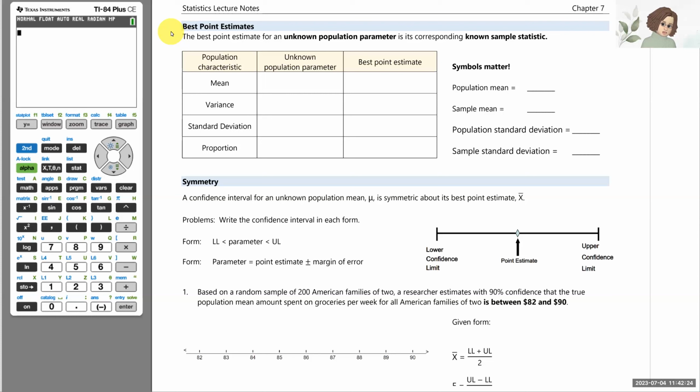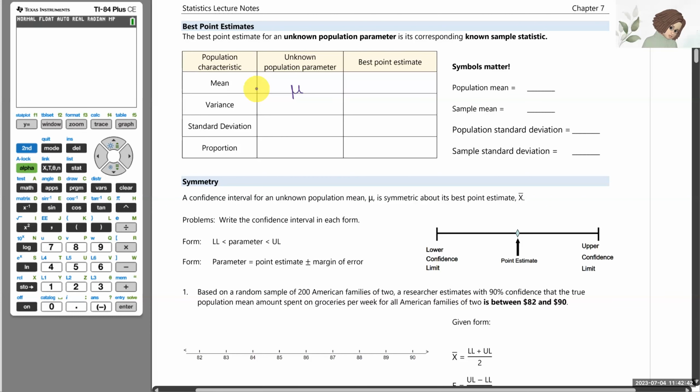Welcome. Here I would just like to do a summary of the different parameters we'll learn to estimate using sample statistics. So let's talk about the mean of a population. If we don't collect data from an entire population, but we would like to know the mean, so mu would be our unknown population mean. Our best point estimate for it would be its corresponding statistic, which would be the mean of the sample, so the sample mean.